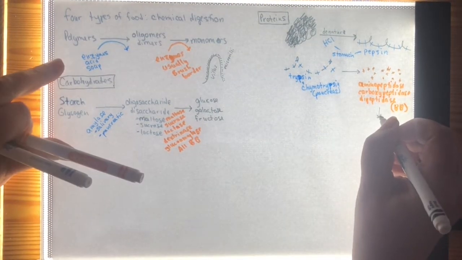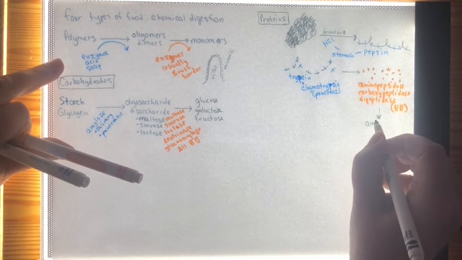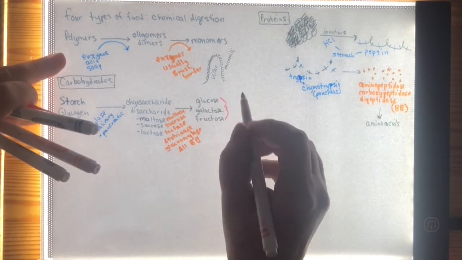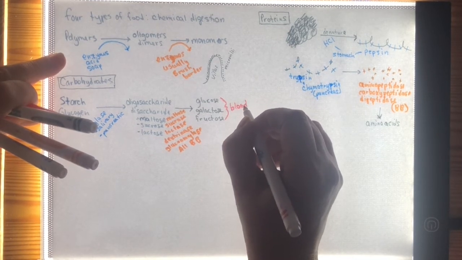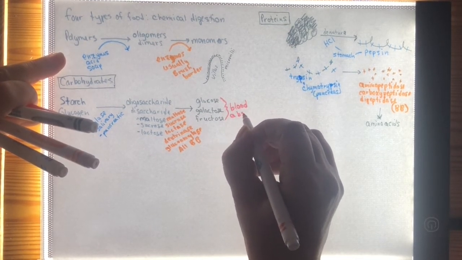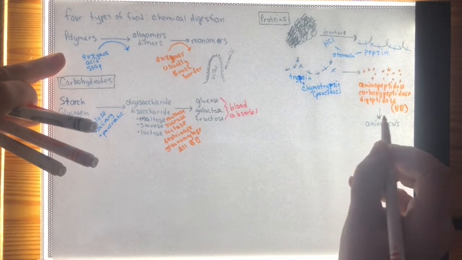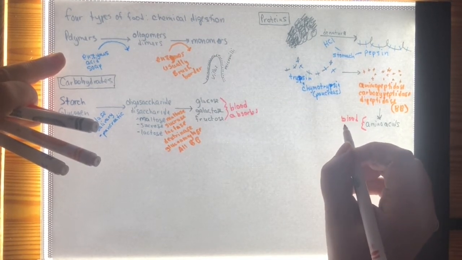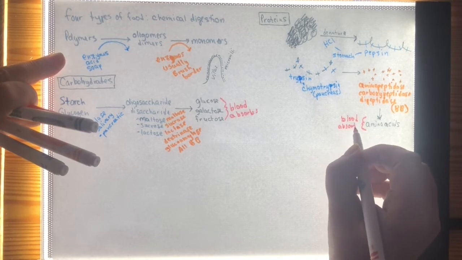These all are secreted by the walls of the small intestine, those microvilli, and so they are brush border enzymes. And finally, you end up with your monomer, which is the amino acid. Now, all of the monomers of the carbohydrates, glucose, galactose, and fructose, are absorbed into the blood, and amino acids are also absorbed into the blood.